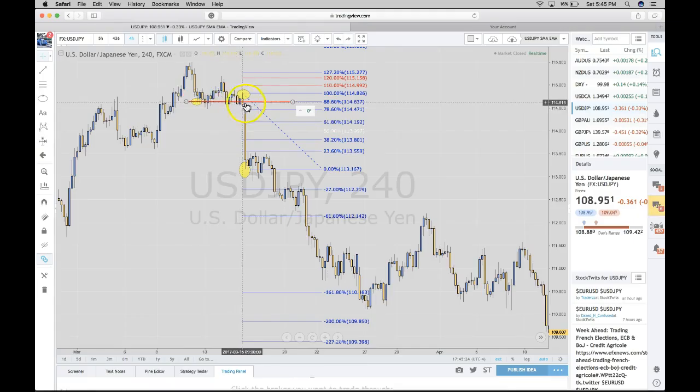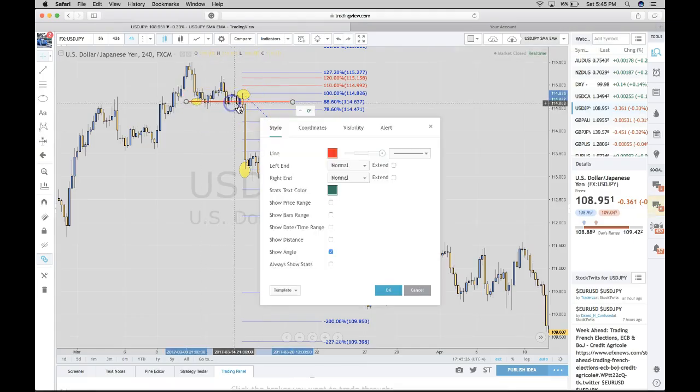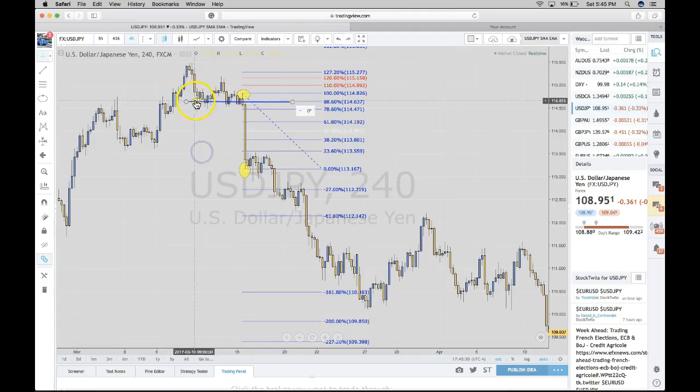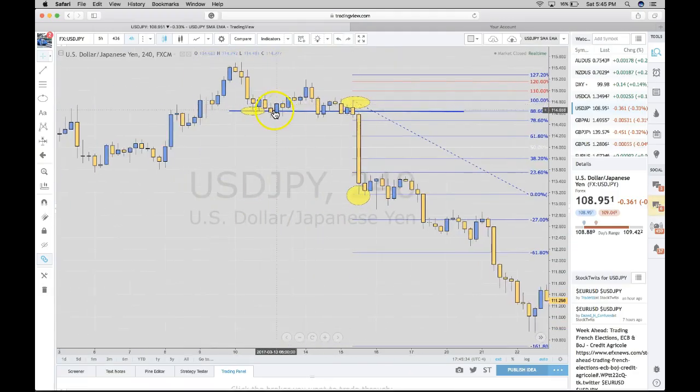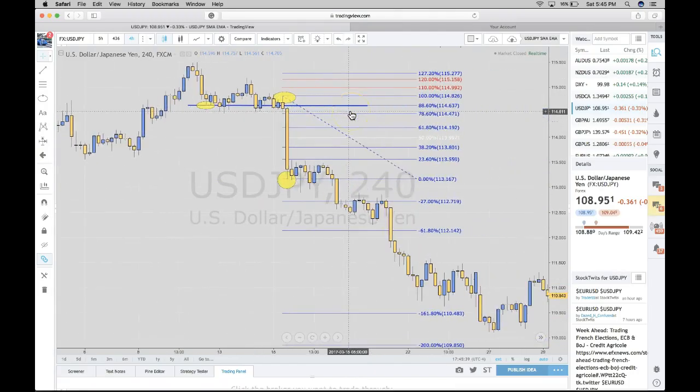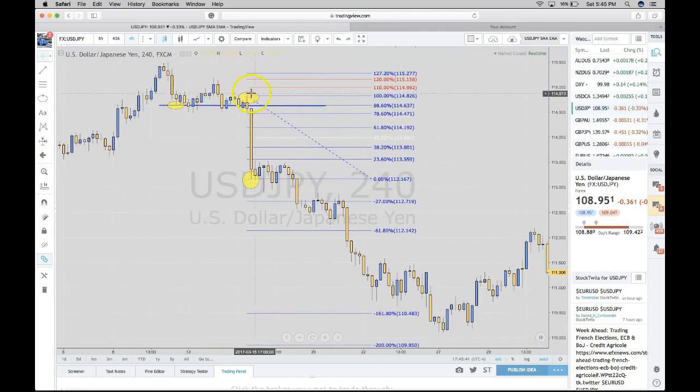So I put my random line right here. Let me put it as blue. That's my random line, so that's going to be an area of support. As you can see right here was a tested candle. These two tested, tested, tested. So that's my area of support, which means that's where my previous high is going to be also.